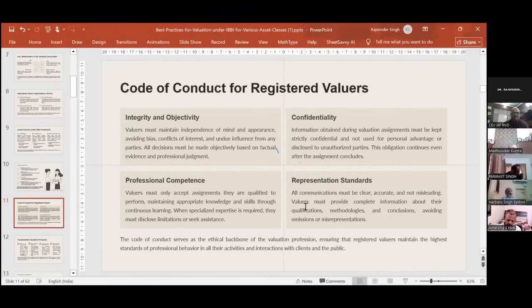So the code of conduct serves as the ethical backbone of the valuation profession, ensuring that registered valuers maintain the highest standards of professional behavior in all their activities and interactions with the client and the public.